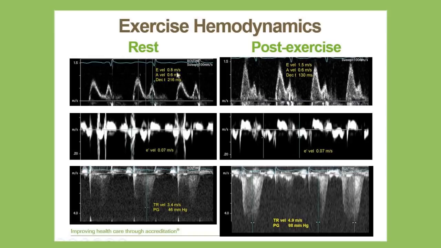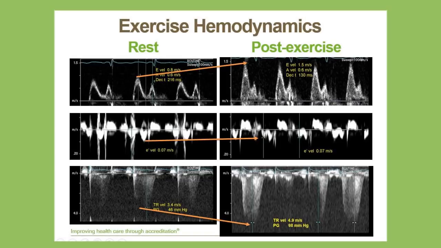So here's her exercise hemodynamics. This is what things look like at rest. Here's what they look like post-exercise. And look at the change in the E velocity. We're not seeing much change in the tissue Doppler, but then look at the huge increase in the tricuspid regurgitation velocity and therefore the PA pressure.